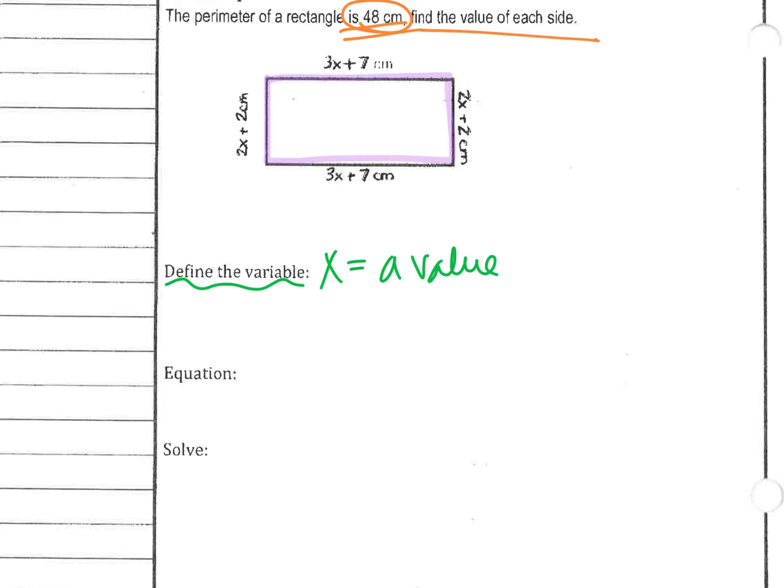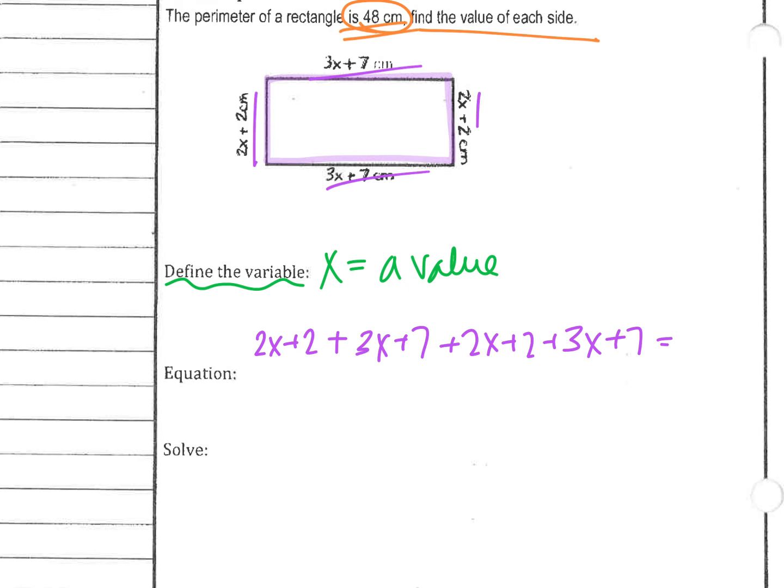Now when I write the equation, it's simply adding up my sides. First side, 2x plus 2. Second side, 3x plus 7. Third side, 2x plus 2. And my last side, 3x plus 7. And all together, it equals 48.